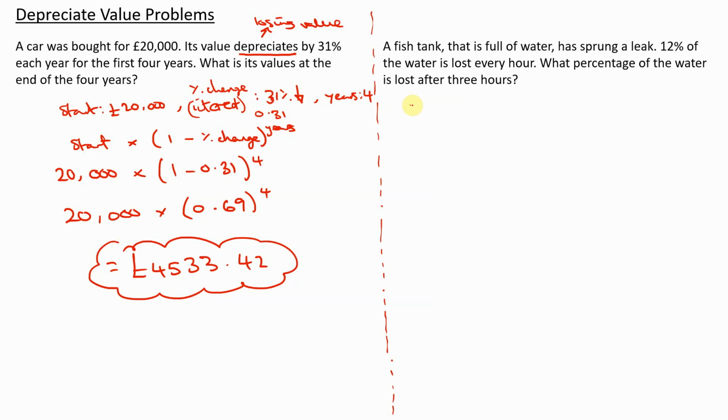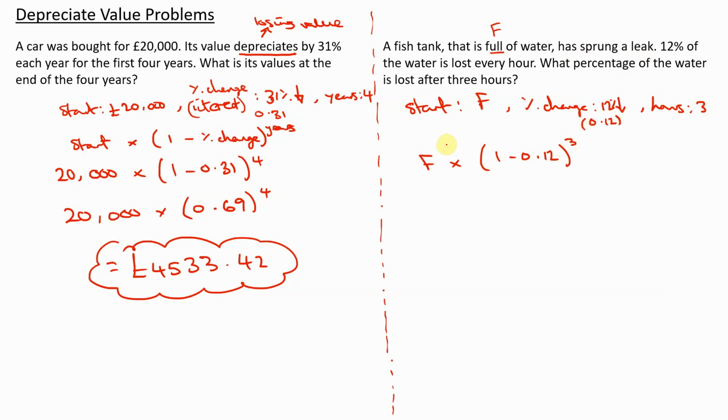We're going to have to think a little bit different here. So my starting value, well, that's not something we particularly know. I'm just going to call that F for full. What we lose, so my percentage change, is 12% down because it's leaking. And instead of years, this would be hours, and it's 3 hours. So we're going to have the start value F times by 1 subtract 0.12. Remember, 12% is 0.12 as a decimal. It's the amount of years, well, we just want to calculate this section here. So I want to do 0.88, which would be this bracket, to the power of 3.